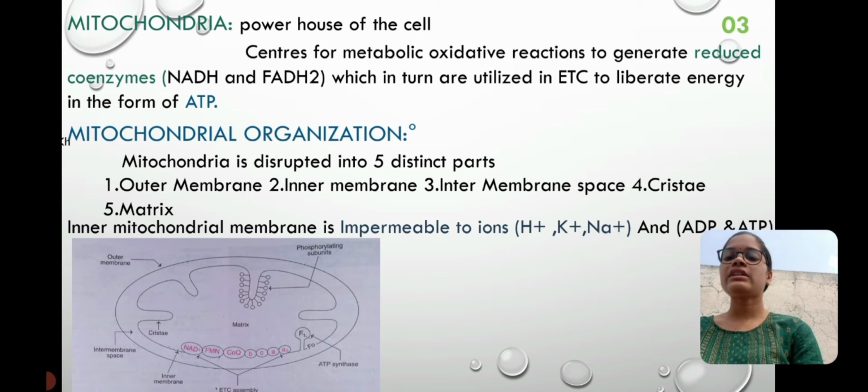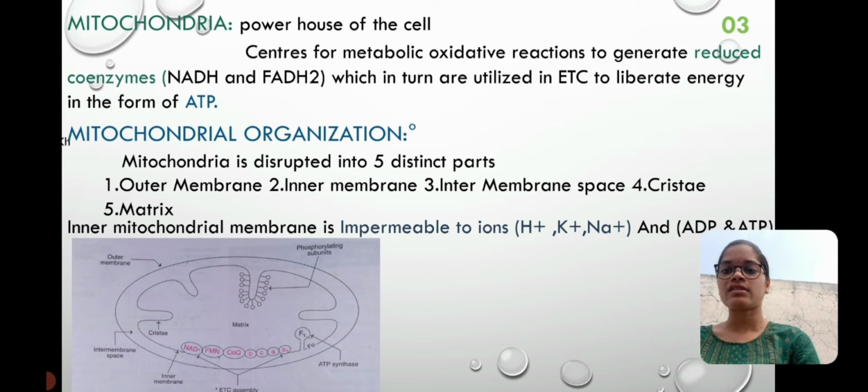So mitochondria is divided into 5 distinct parts: outer membrane, inner membrane, intermembrane space, cristae and matrix. The outer layer of the mitochondria is known as the outer membrane, and the inner layer is known as the inner membrane, and the space between these two layers is known as the intermembrane space. And the inner membrane is highly coiled, and that is called cristae, and the space present inside the inner membrane is called the matrix.